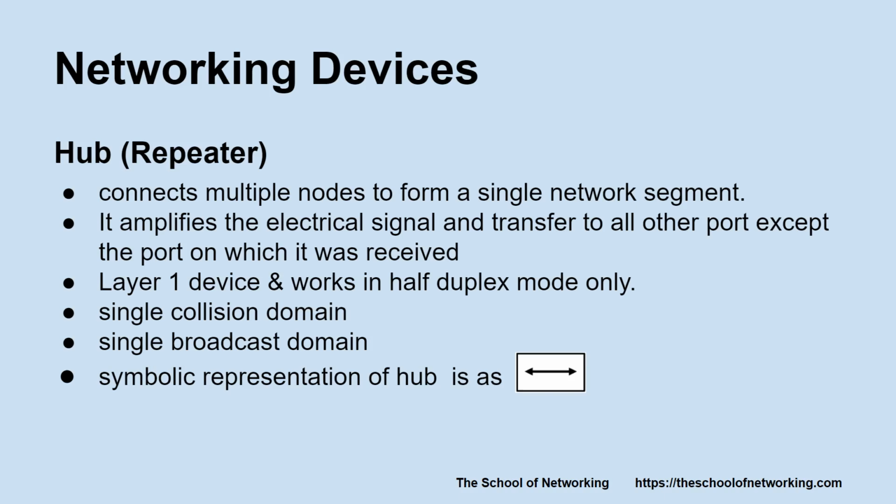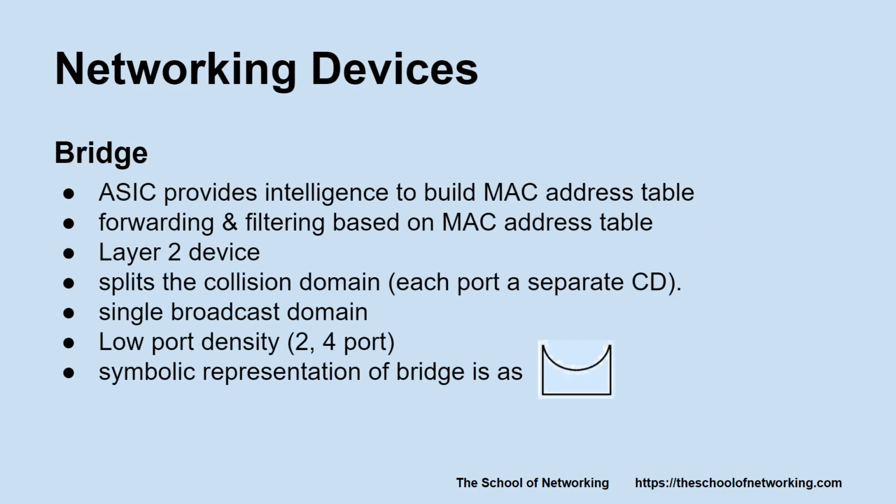With evolution of time, the next device that came into existence was the bridge. Bridge was an intelligent device. It had an ASIC, application specific integrated circuit, with which it built a MAC address table, and based on this MAC address table it used to forward or filter the traffic. Bridge was a layer 2 device and it split the collision domain. Each port on the bridge was a separate collision domain. However, it was still a single broadcast domain. It had a lower port density, 2 port or 4 port, and the symbolic representation was, as you can see, it looks like a bridge.